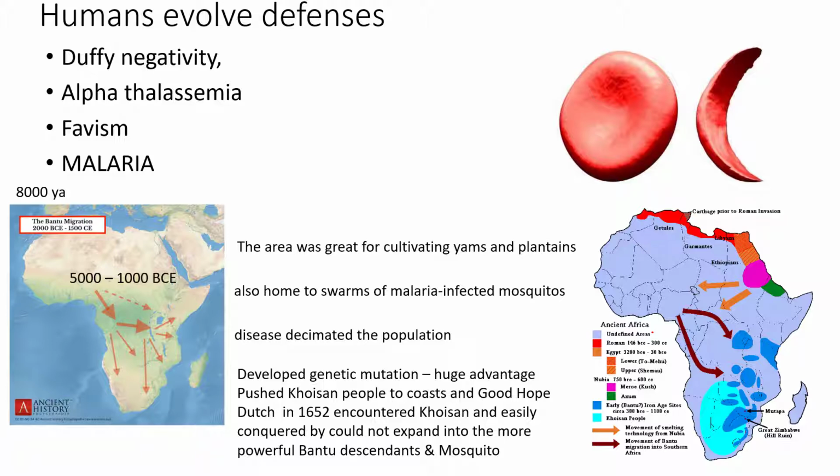The story of this trait began 8,000 years ago when the agricultural Bantu-speaking people of West Central Africa started settling along the Niger River. The area was great for cultivating yams and plantains. Unfortunately, it was also home to swarms of malaria-infected mosquitoes. The disease decimated the population, who were defenseless against it. But then they developed a genetic mutation that proved to be a game changer.